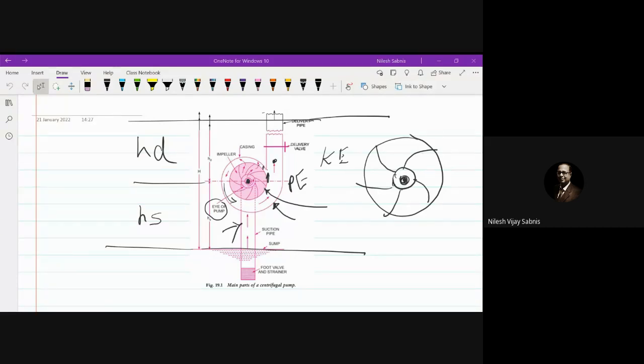Hope everybody has entered the number in the chat box. Only 20 students are present today.